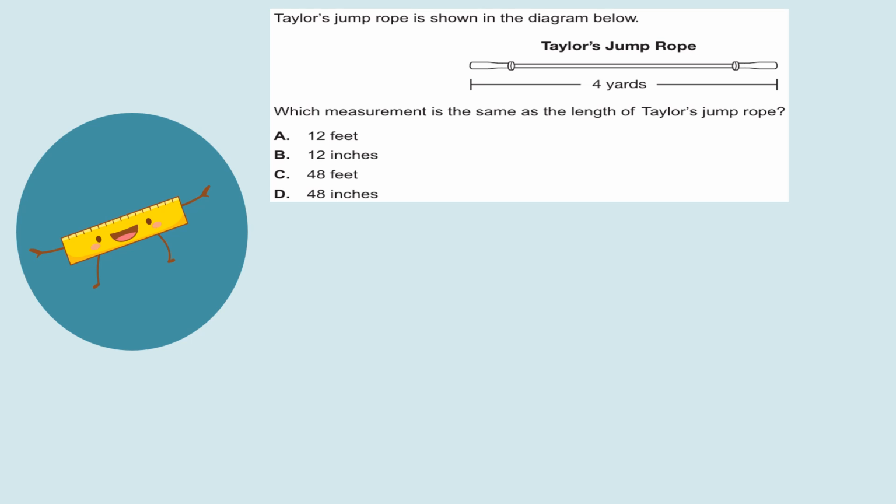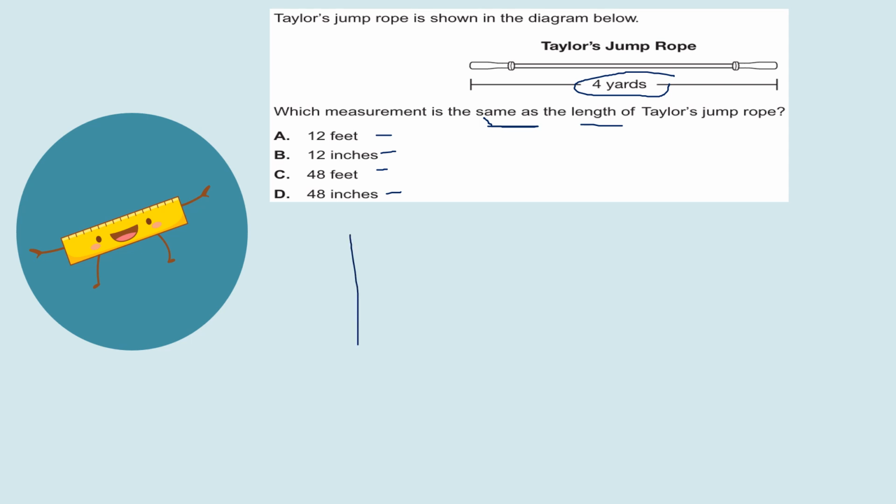All right, step 1 in my case, let's reread and circle what's important. I see 4 yards here. Which measurement is the same as the length of the jump rope? And then I see that I have feet, inches. All right, so same, I know that means equal in math, same or equal to. So I'm trying to find which one of these is equal to 4 yards. All right, so I'm doing measurement conversions because I'm using different units.